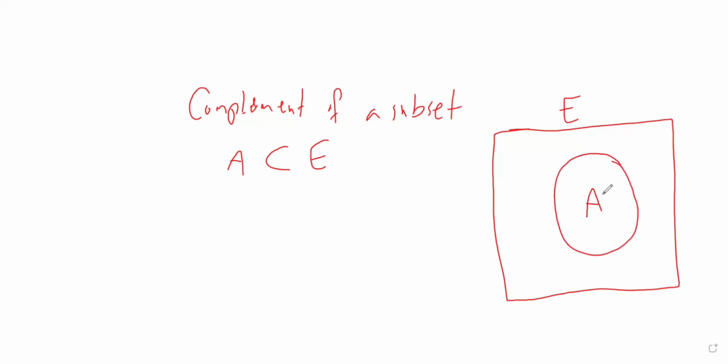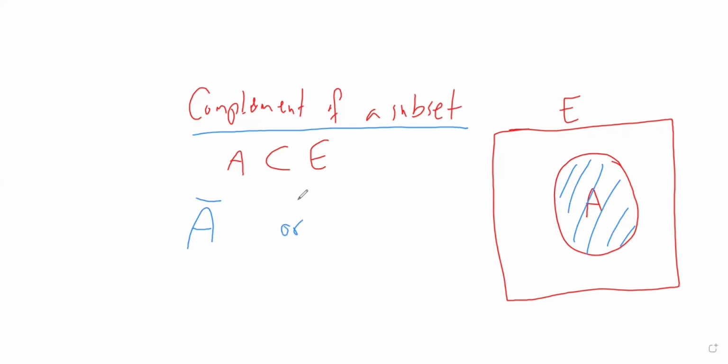So now, let me shade it. So this is the part of A. Now, what do we mean by the complement of a set? First, the symbol of a complement is A bar, or we can say the complement C of A in the set E. Complement in Arabic is "al-mukammil".